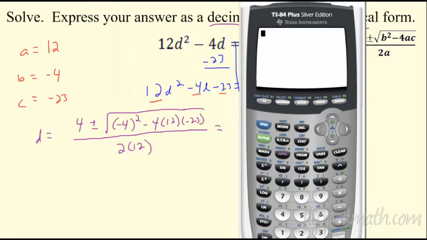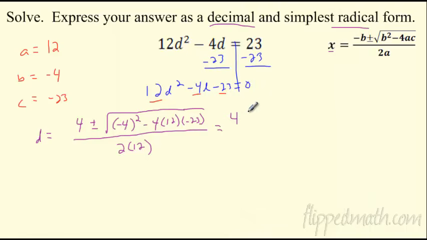If you don't know negative 4 times negative 4 is 16 and you want to type it in, you've got to put those parentheses there. The calculator will tell you it's negative 16. It's wrong. It's positive 16. So put that in there. So it's minus 4 times your a times your negative 23. All of this is underneath the square root. So 1120. So I'm looking at 4 plus or minus the square root of 1120 all over 24.